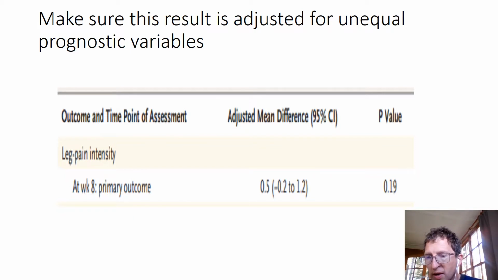Essentially, there are two main types of unequal prognostic variables. There are confounders, which is where there's a risk factor that is associated with the outcome and also with the risk factor or treatment you're studying, and that is unequally distributed between the treatment or risk factor group and the control group. An example of that would be the hormone replacement studies versus placebo on cardiovascular events, the cohort studies.